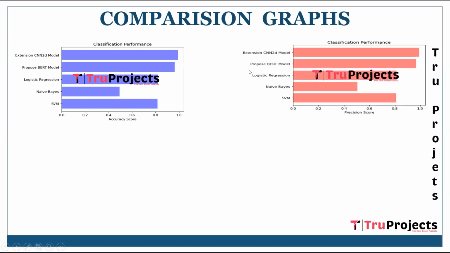And here we have precision score. Precision is the ratio of true positive predictions to the total positive predictions, representing the model's ability to correctly identify relevant instances while minimizing false positives.